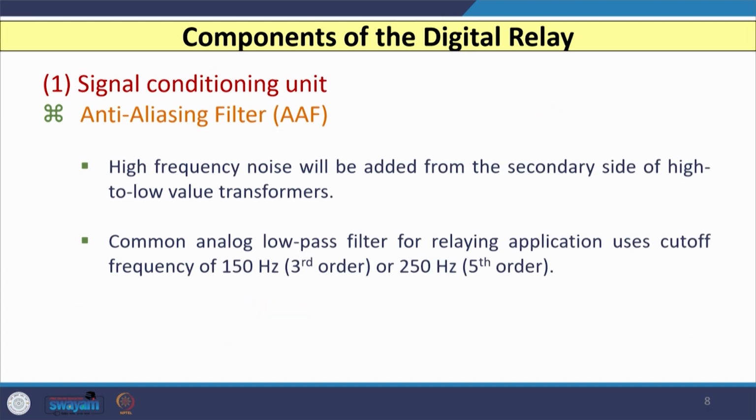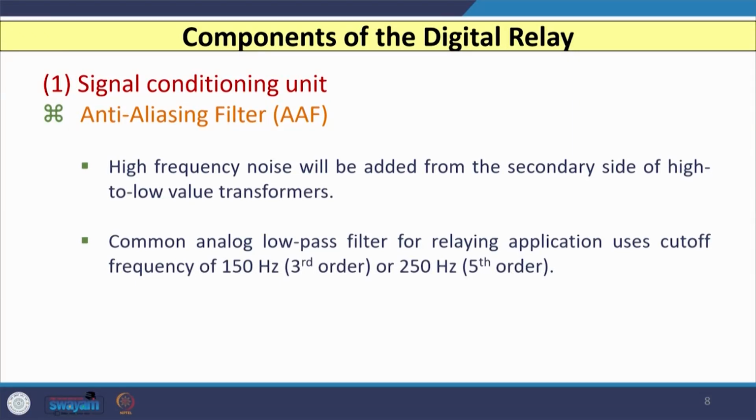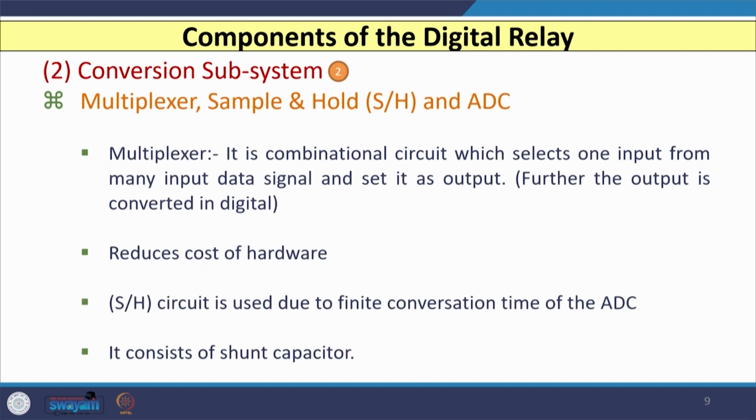Whenever we acquire a signal, either voltage or current, noise will be automatically incorporated, and this noise or unwanted frequency components can be blocked by the anti-aliasing filter. So, for common relaying applications, the cutoff frequency of this anti-aliasing filter can be 150 hertz, which is 3 times the fundamental component, or it can be 5 times the fundamental frequency component, that is 250 hertz.